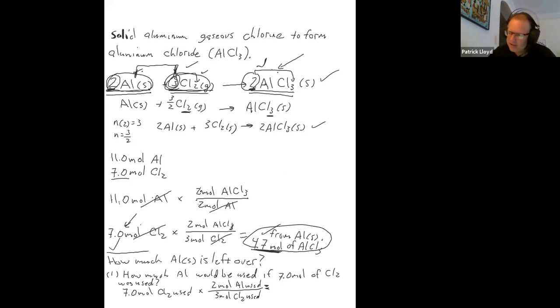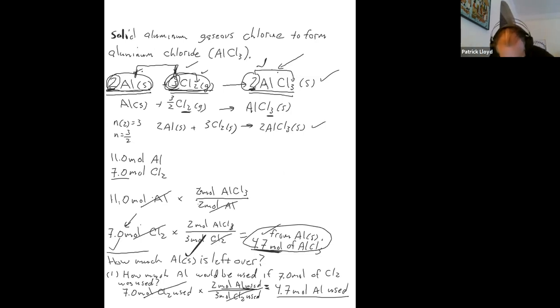So if you take 7 times 2/3, what you get is 4.7 moles. I'm going to cancel those, and what you're left with is moles of aluminum used. Now, again, that's not the answer. That's not what they were asking. The question was, how much aluminum is left over? How much is unreacted? How much was not used in the reaction? So how do you figure that out?